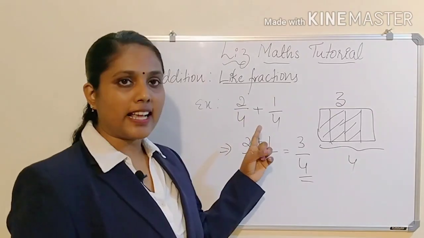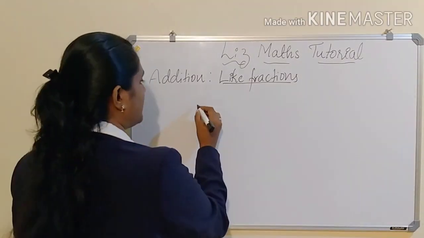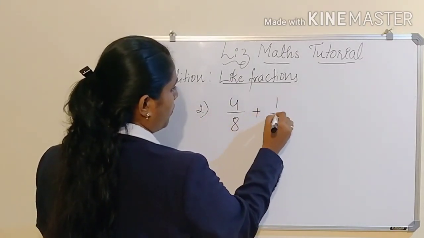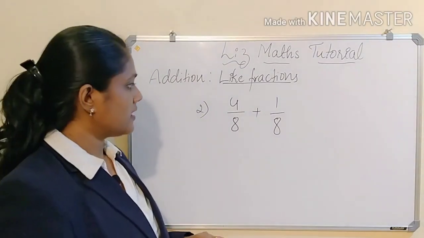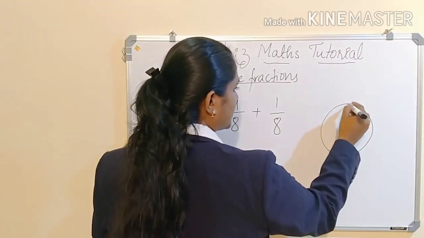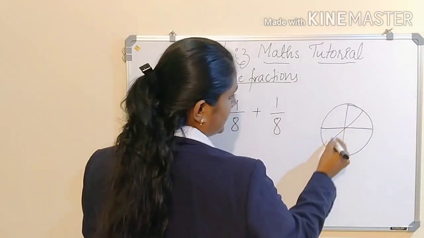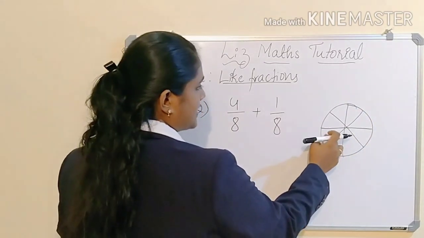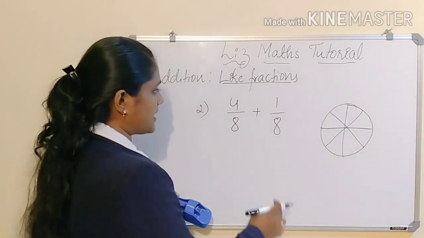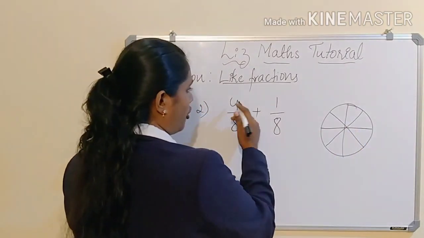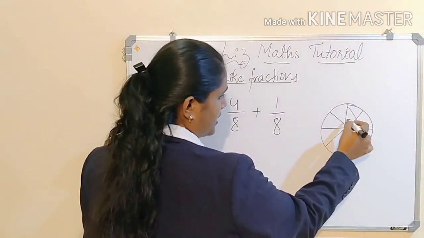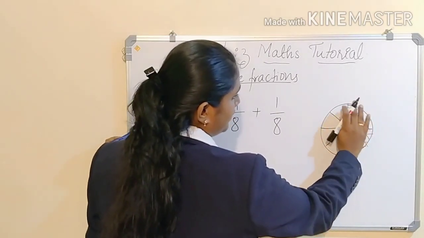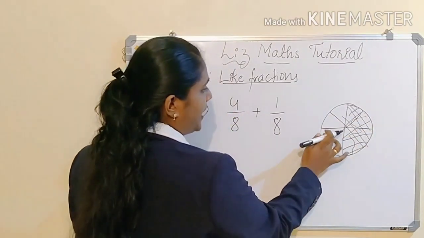Let me give one more example in like fractions only. Second example, 4 by 8 plus 1 by 8. See here, there are 8 parts: 1, 2, 3, 4, 5, 6, 7, 8 parts are there. Out of 8, 4 parts you have to shade. I'll shade these 4 parts. See, 4 parts I have shaded here. Then the remaining 4 are there.